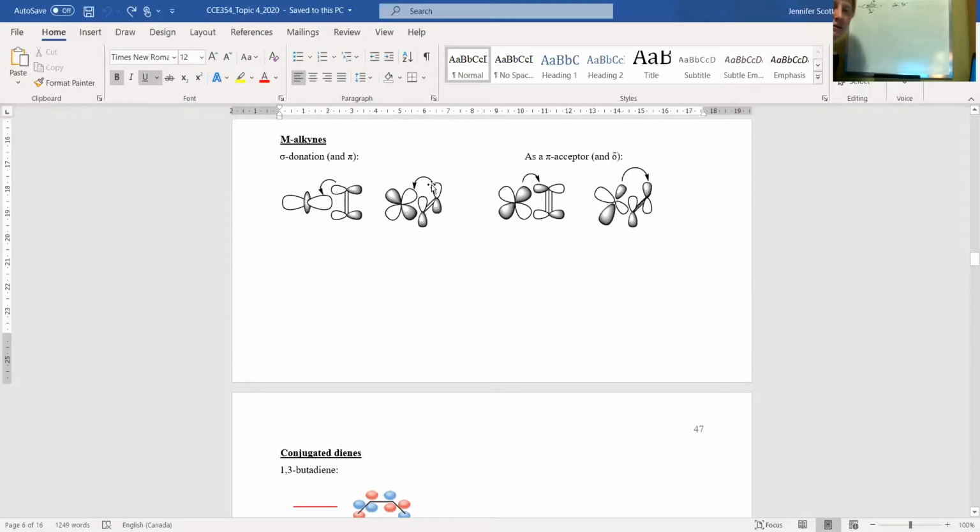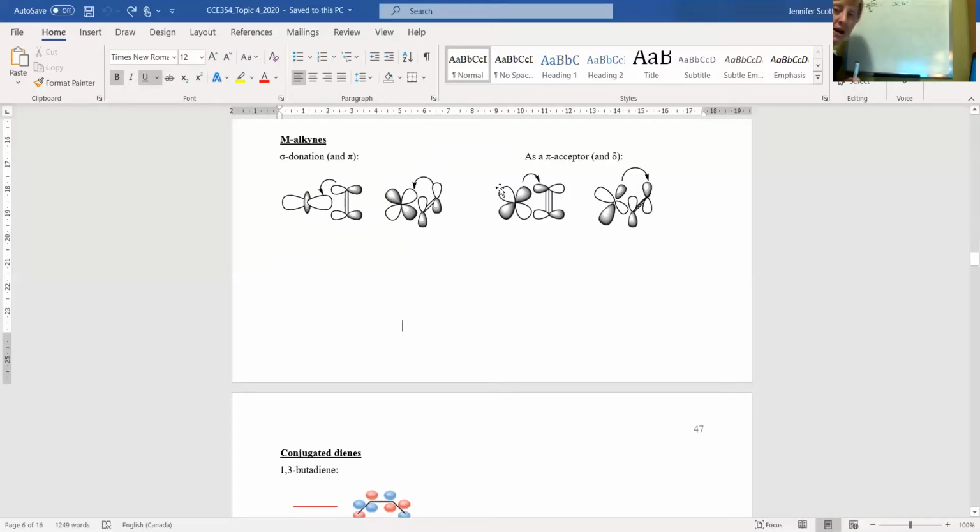You can also have donation like this as well. So sorry, this is pi. This first one is a sigma bond. The second one, you can also have a pi bond. So it's not back bonding. This is a pi bond from the alkene or alkyne to the metal. We're always looking at the different phases and symmetry of our molecular orbitals or our different orbitals on the metal versus ligand. So you're going to write sigma bond for this one. This one is a pi bond. Make sure you're writing that down.